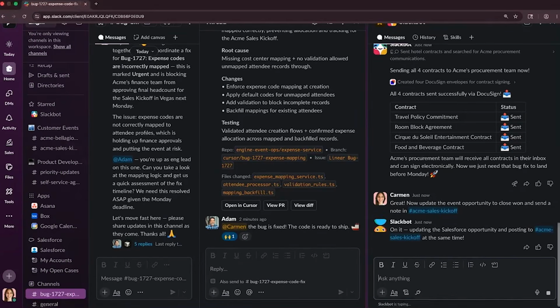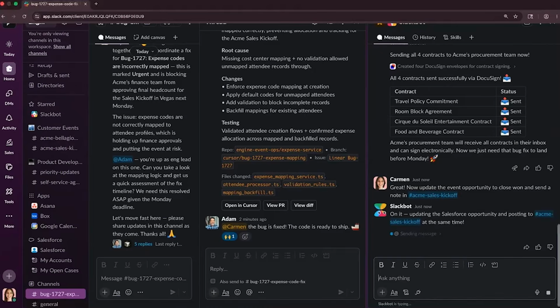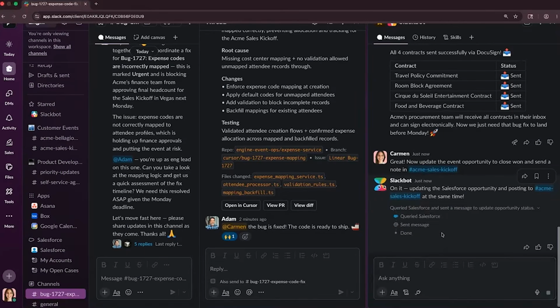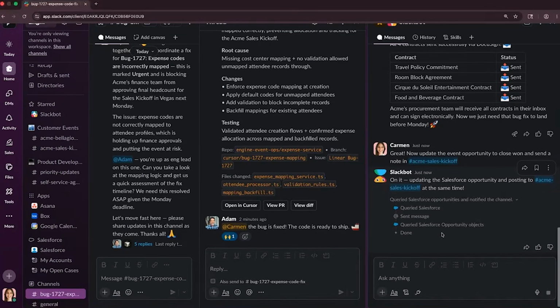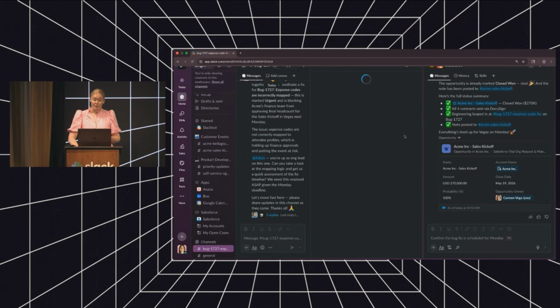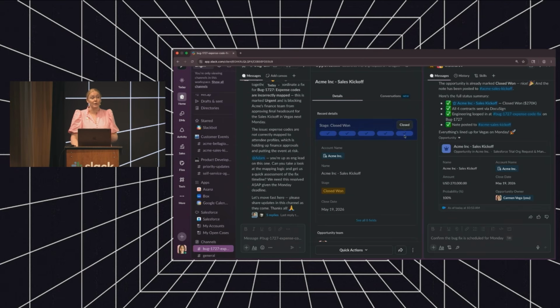So not only can we see this, it's going to pull this message, it's going to send the details, and it's also going to update that opportunity, if I even pull up the drop-downs. Queried Salesforce, sent message, done. That's how easy it is. I don't have to go and hunt down a record to understand what it is that we need to do here to make this work. The intent is that it's all living within your Salesforce and Slack ecosystem, which is fantastic.